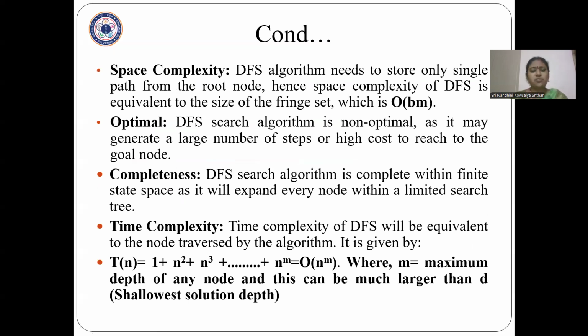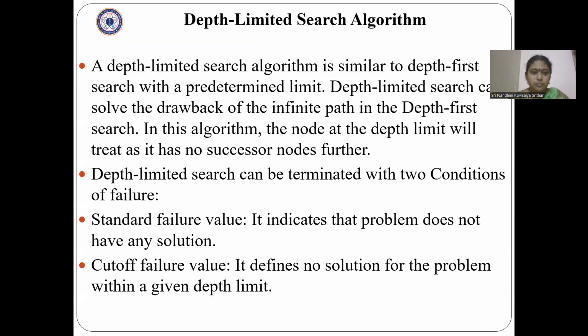The space complexity of depth first search is order of BM. Depth first search is non-optimal because while searching depth wise, if we are not finding the goal node, it will go infinite, so it is not optimal. Completeness: it is complete within a finite state space. The time complexity of depth first search is order of B power M.